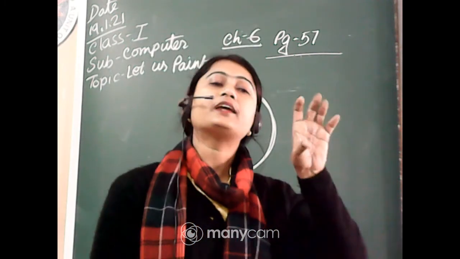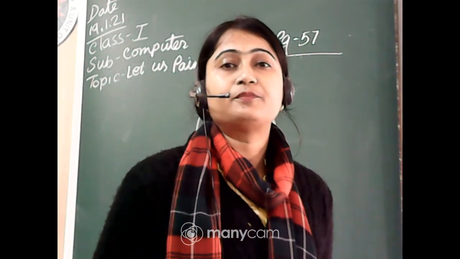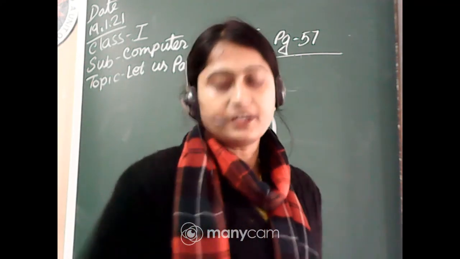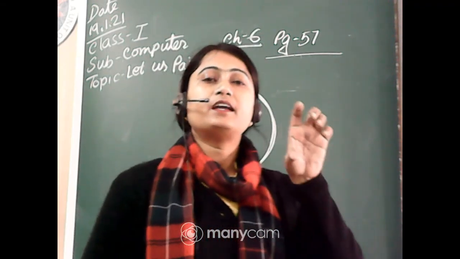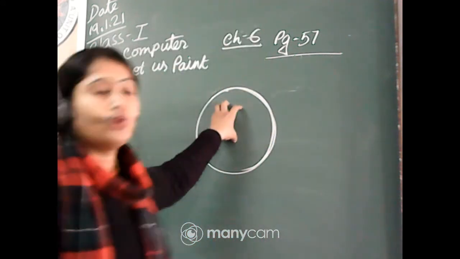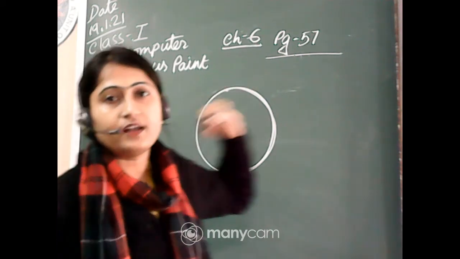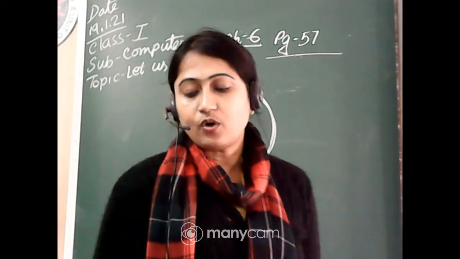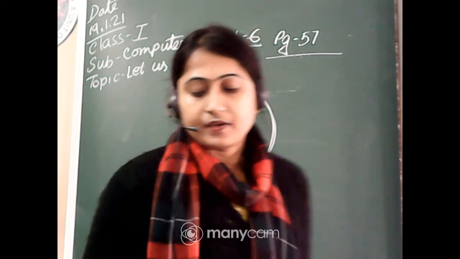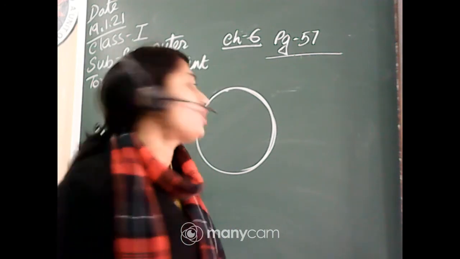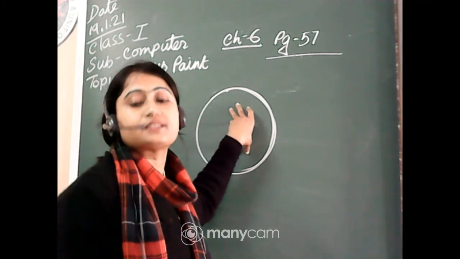First, if you want to draw something using the tools, you have to click the Home tab. Under the Home tab, there is a Shapes group. Under the Shapes group, there is the oval tool. You just click the oval tool. If you want to draw a circle, you have to choose the oval tool from the Shapes group.